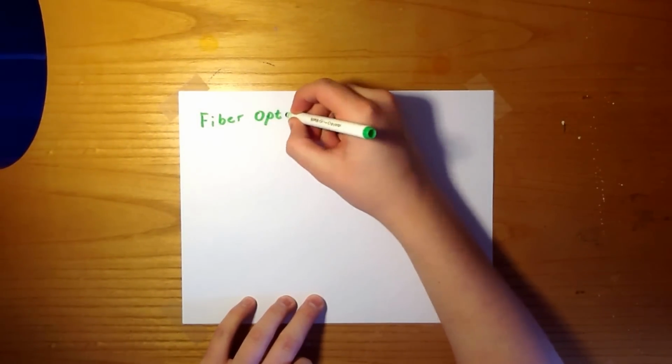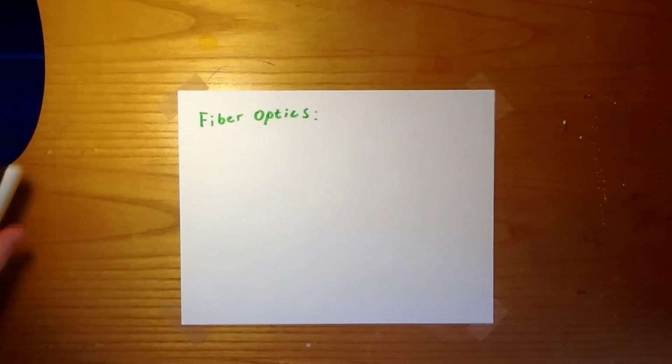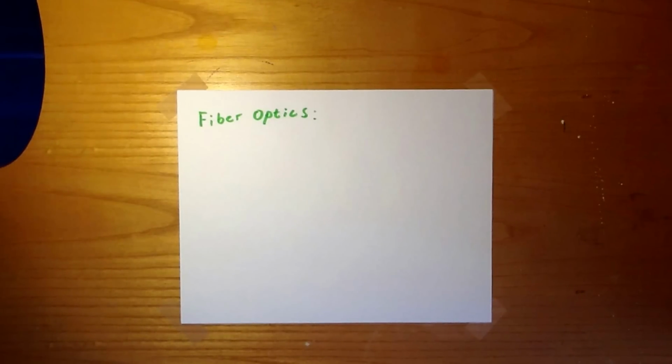Okay, the last thing you need to know is what fiber optics are and how they work. Basically, they deal with the principle of total internal reflection, which means that the angle of incidence is greater than the critical angle, causing the light to be reflected. So let's see what that looks like.